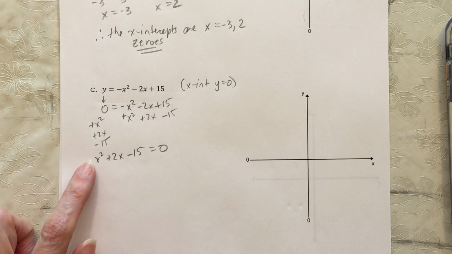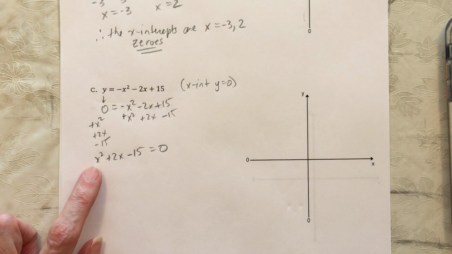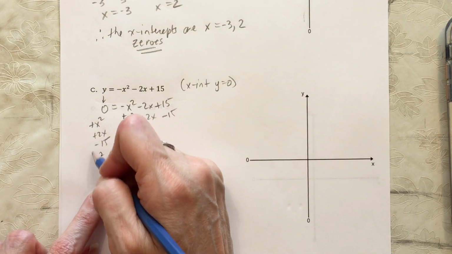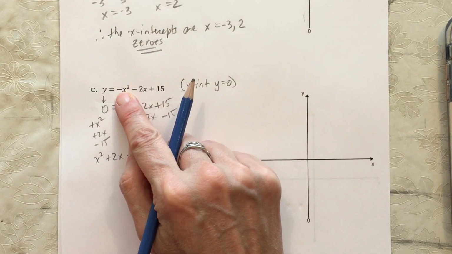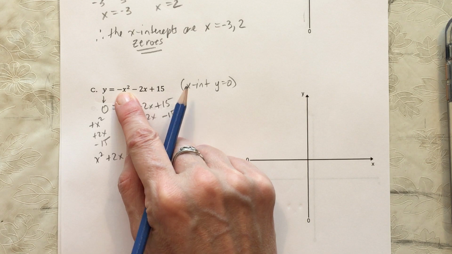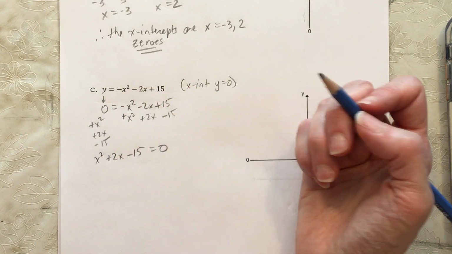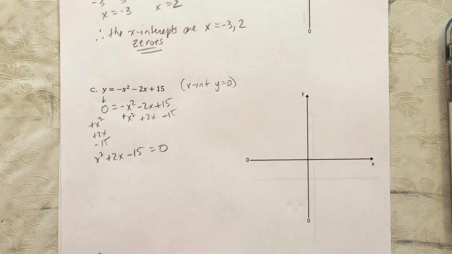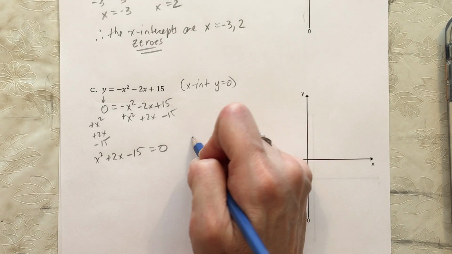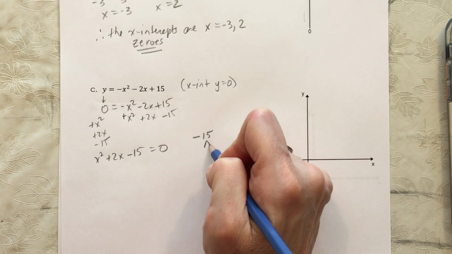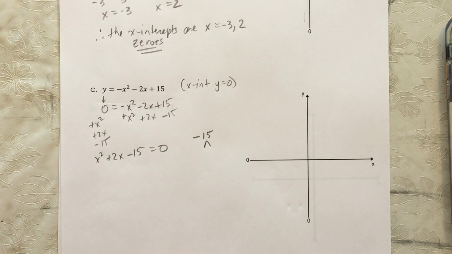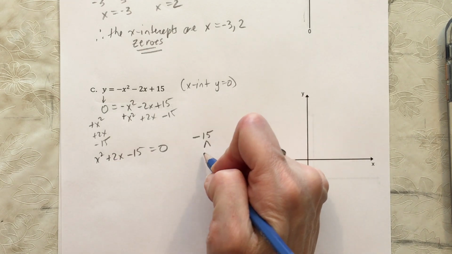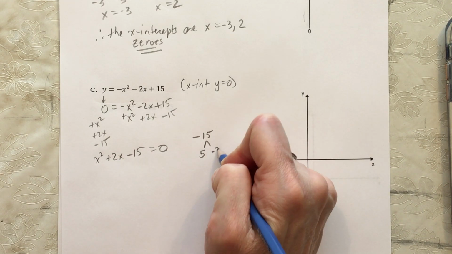Okay, so now we've got a simple trinomial again with a +1 in front rather than having to deal with a common factor of -1. Since we're only focused on finding the x-intercepts, that's fine. So we need two numbers that multiply to -15 and add to +2. So it's going to be +5 and -3.